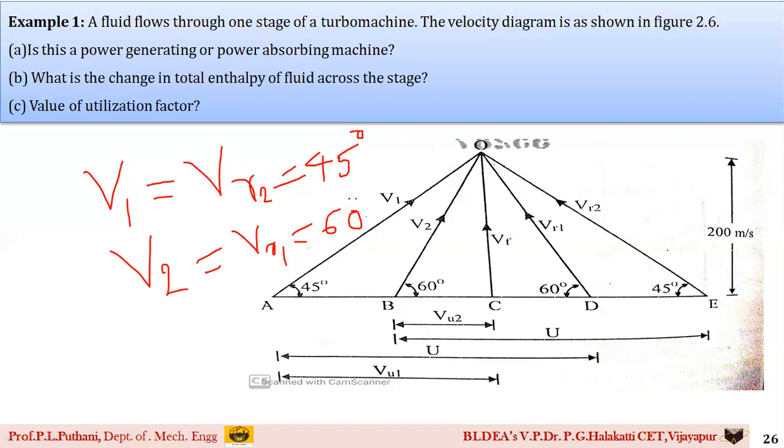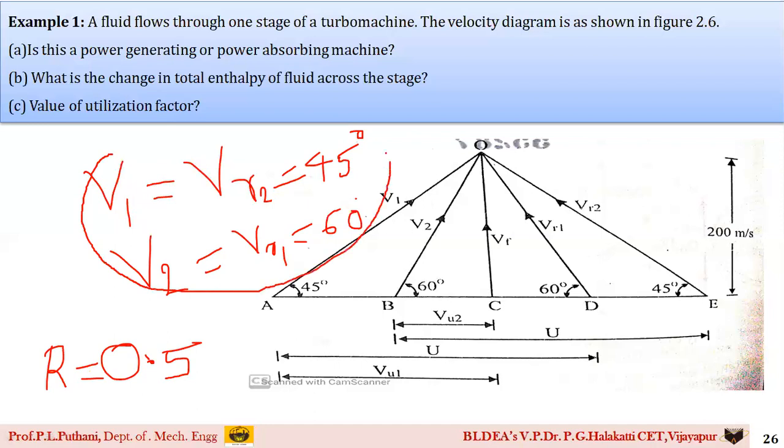So this is a very simple method where you can identify which type of turbine it is, whether it is an impulse turbine or a reaction turbine. Always remember, for turbines with 50% degree of reaction, or R equal to 0.5, these are the conditions: V1 is equal to VR2, and similarly, V2 is equal to VR1.